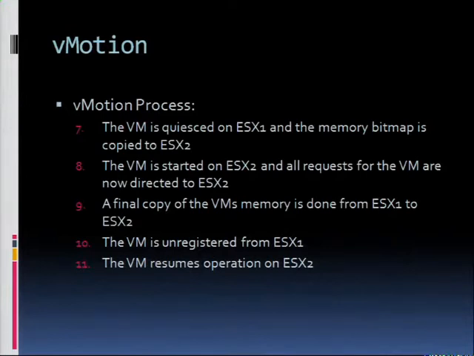host. The VM is started on the second host, and then all requests for the VM are now directed over to that second host. Then a final copy of the VM's memory is done from the first host to the second host, and then the VM is finally unregistered from the first host and resumes normal operation on the second host.